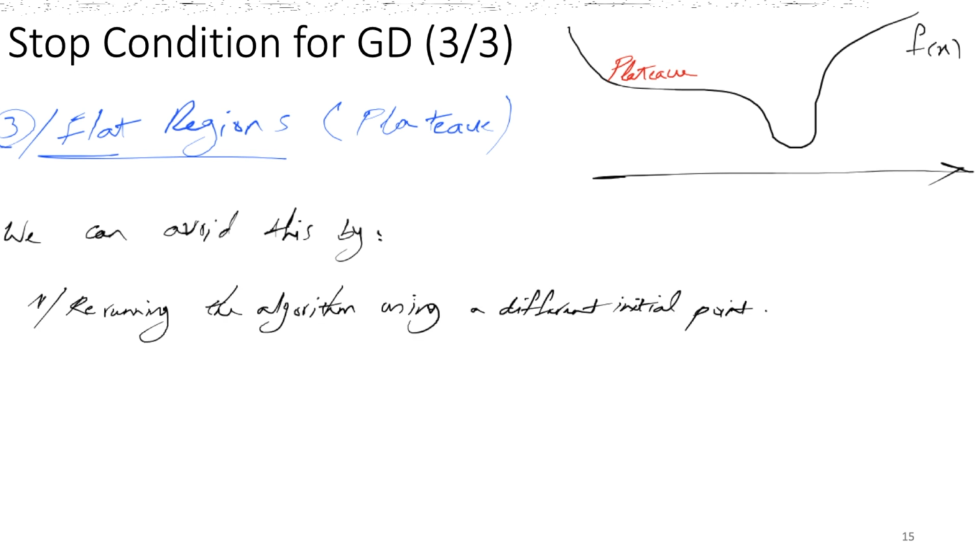So rerunning the algorithm using a different initial point, or choosing a larger step size, might work to avoid getting stuck in plateaus, or a combination of those, right?